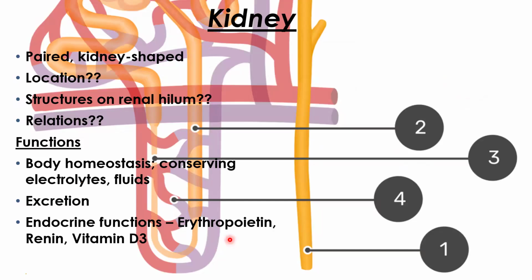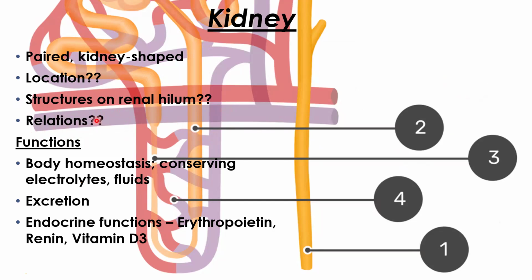Then you go to the kidney. Of course, the kidney is paired. It's kidney shaped, and it's located in the abdomen. Then you're supposed to know the structures at the renal hilum, starting with VAP, that is the vein, the artery, then the pelvis, from anterior to posterior. Then you're supposed to know the relations of the kidneys for exam purposes. So at one time, maybe you can look at the relations of the kidney.